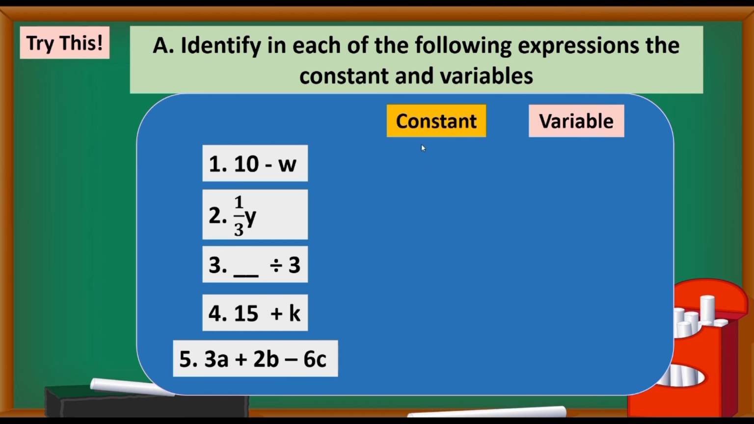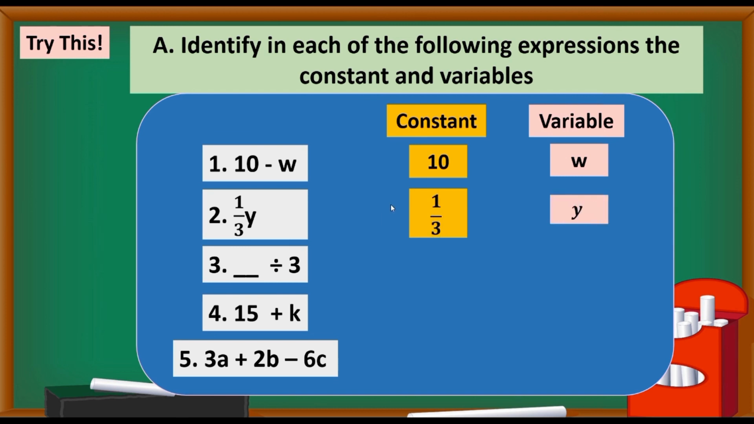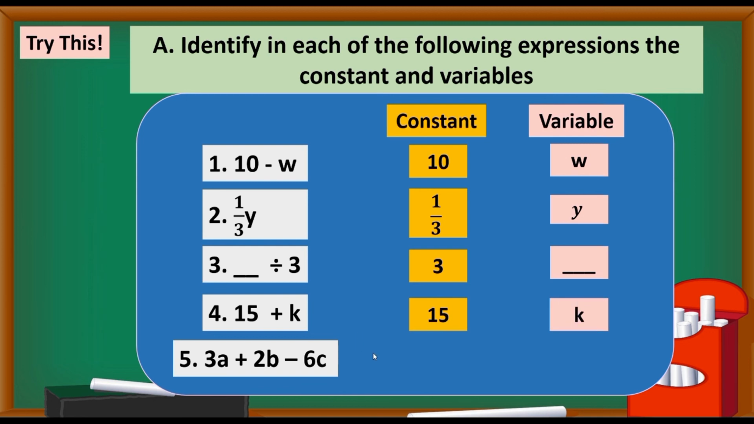Number 1, sinong constant? So, constant, basta constant, that would be numbers. And that is 10. How about variable? O, pag sinabing variable, pwedeng symbol or letters. And that would be W. Another, o 1/3 Y. Ang constant natin ay 1/3. Ang variable natin ay y. Another one is, so ang constant natin is 3. Ang variable natin ay yung symbol niya, yung underscore or yung line. Another, constant sa number 4 ay yung 15. At ang ating variable ay k.